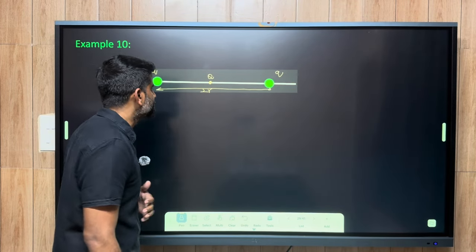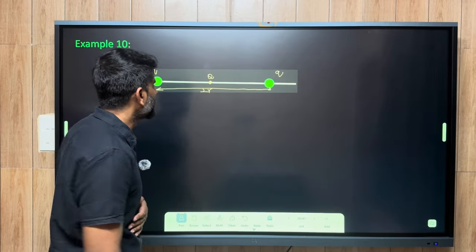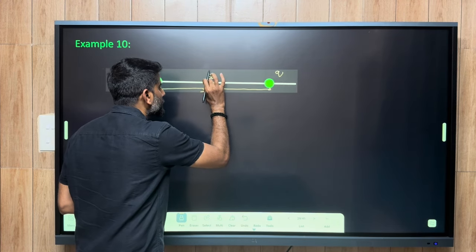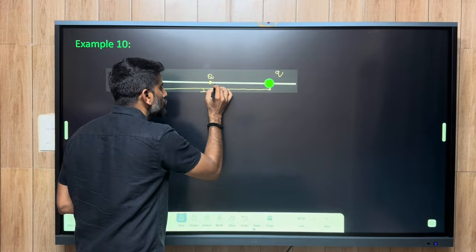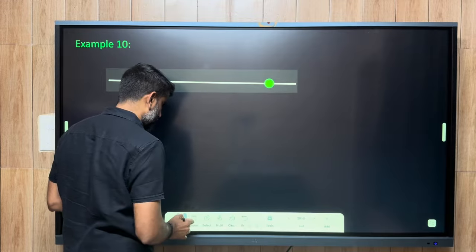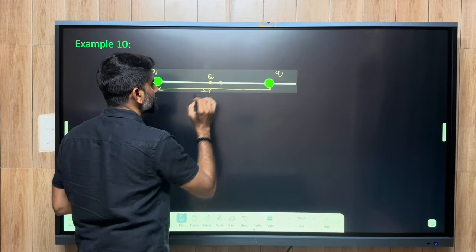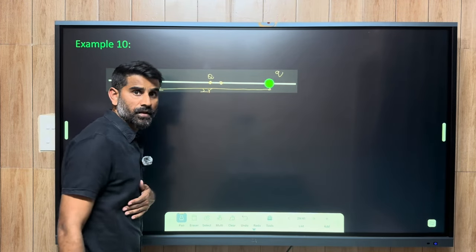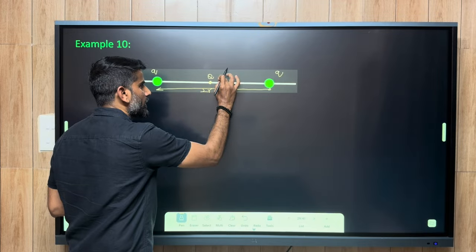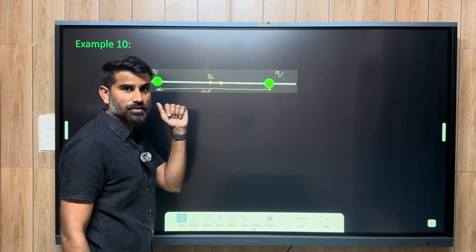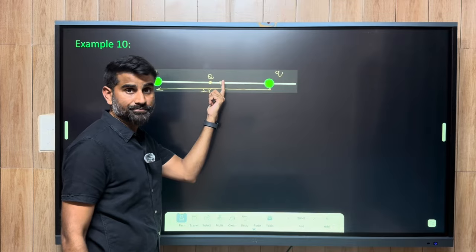Now let's try one of those. This particle is in equilibrium. Now I am slightly displacing this particle to this point. I've slightly displaced it and left it free. Now let's identify in which direction the particle moves exactly when I leave it free.